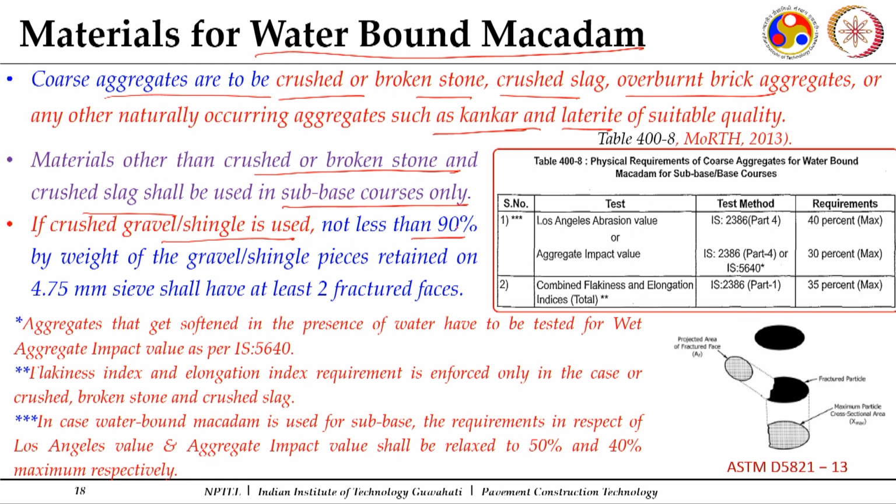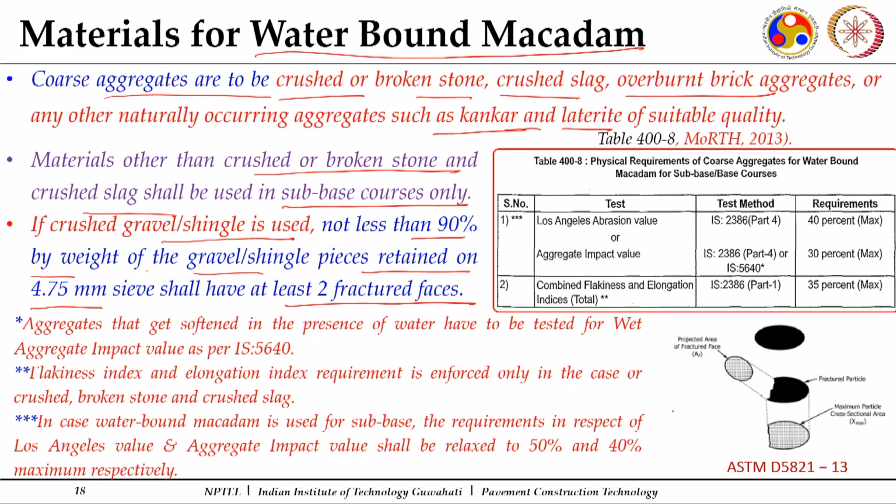Now, what is this? This gravel and crushed shingles, even the river bed material, is normally crushed. So, when you are crushing these gravels, it says that 90% by weight of the gravel shingle pieces retained on 4.75 shall have at least 2 fractured faces. Now, what is this fractured faces?